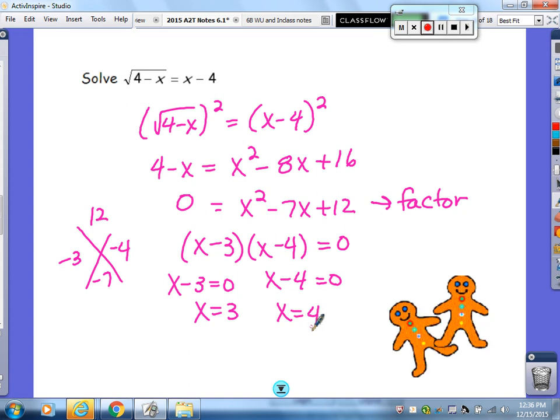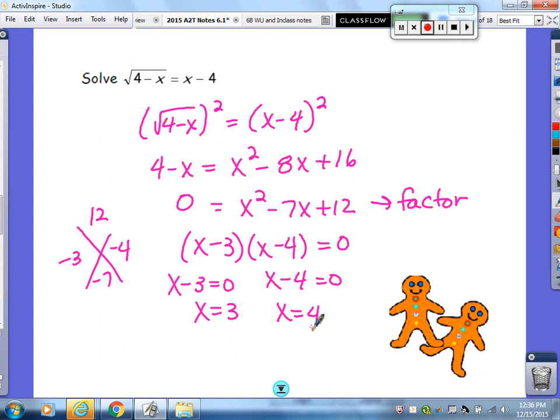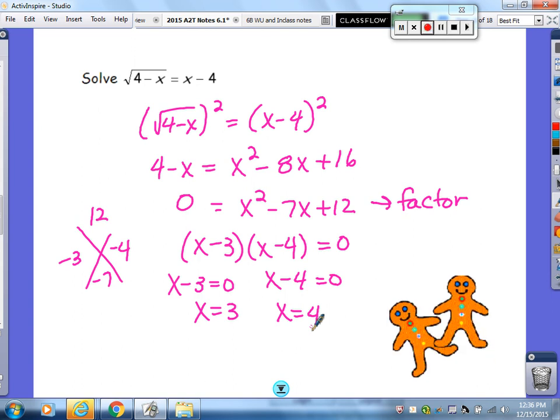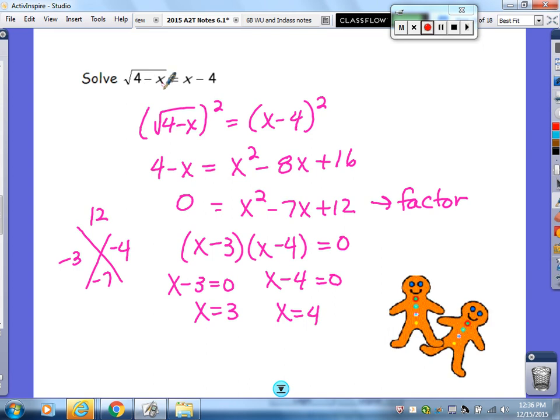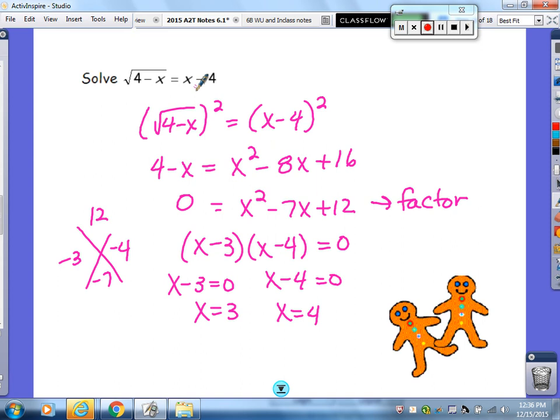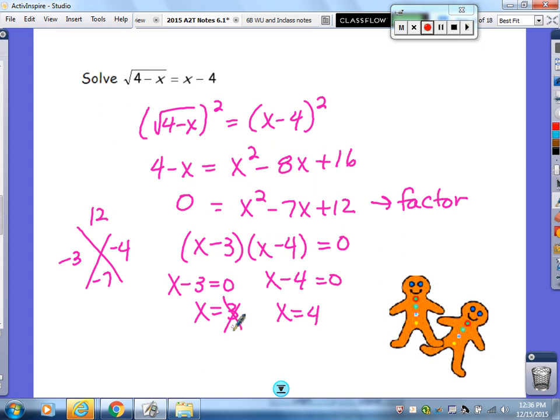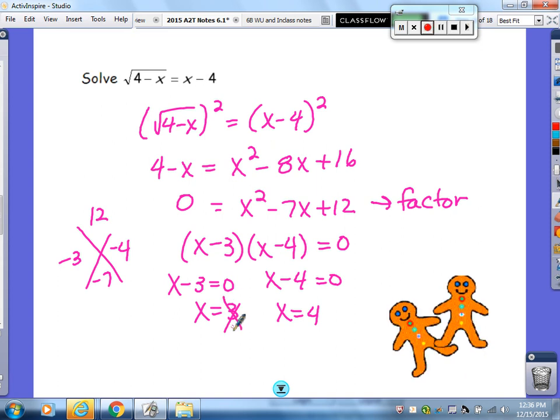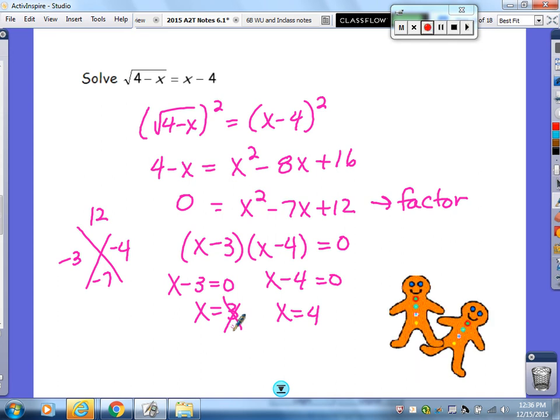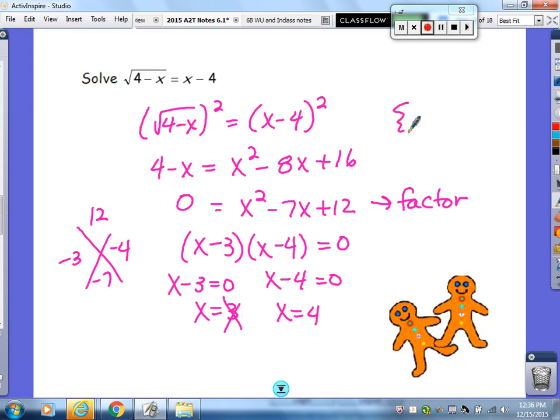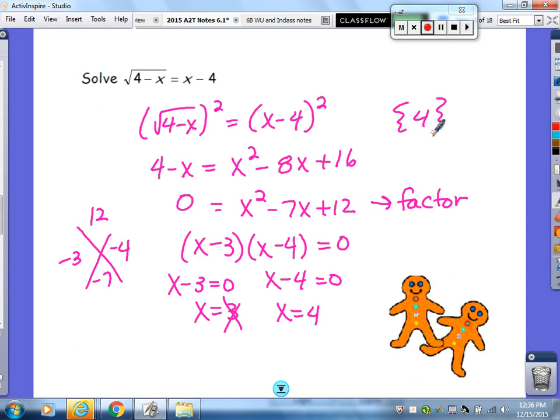Now make sure you check these. Alright, a dead giveaway. If you have variables on both sides with these radicals, you may have an extraneous solution. Let's put 3 back in. 4 minus 3 is 1. The square root of 1 is 1. But 3 minus 4 is negative 1. So that doesn't equal. So 3 is not going to work. How about 4? 4 minus 4 is 0. Square root of 0 is 0. And then 4 minus 4. Okay, so that one works. So my only answer here is 4.